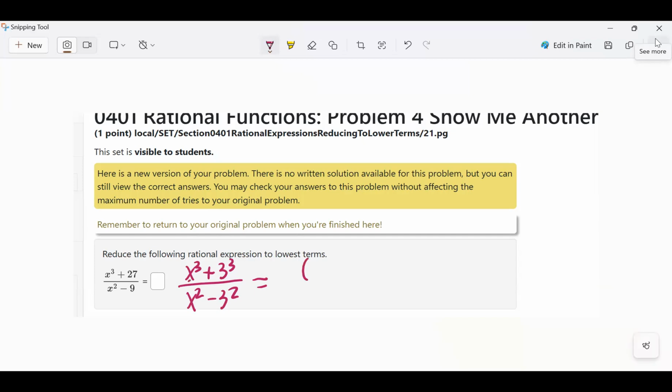So in terms of adding two cubes, you're going to do this, right? You take this, and this becomes the first factor. Then in the second parentheses, you do x squared, then minus the product of 3 and x, 3x, and then adding 3 squared, so you get 9. And that's how we factor x cubed plus 27. Any question about this?